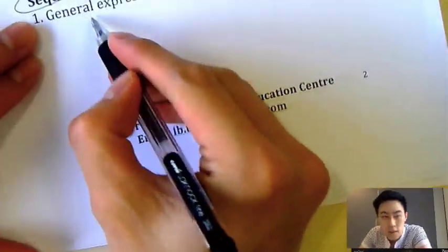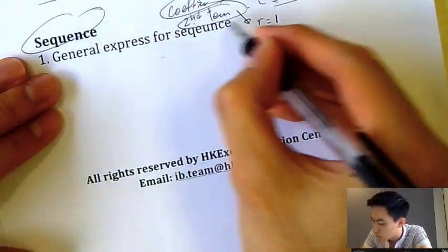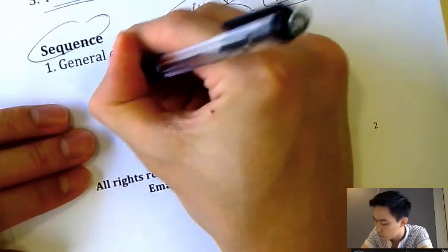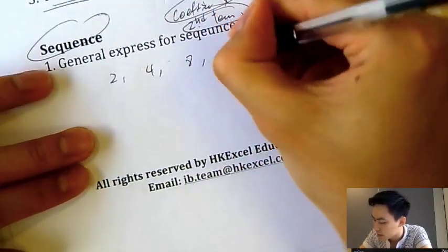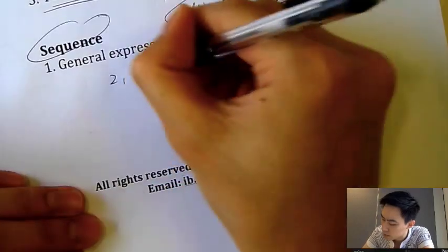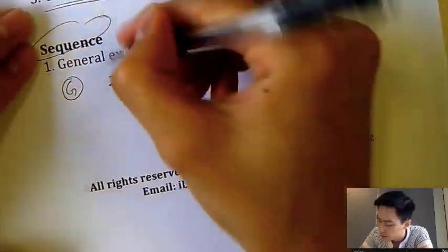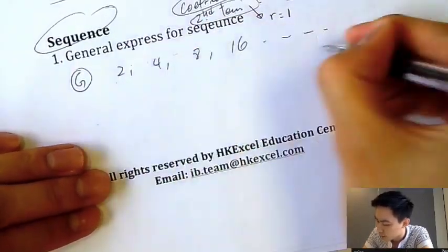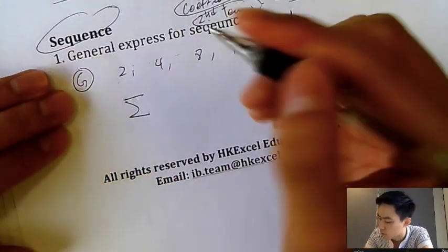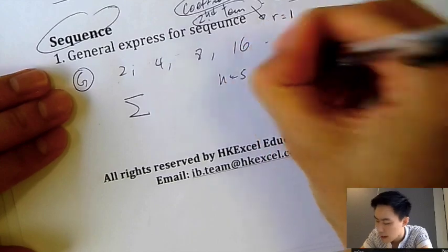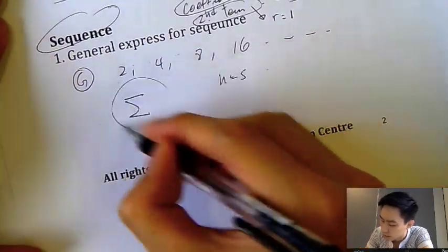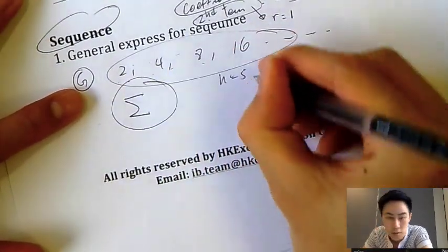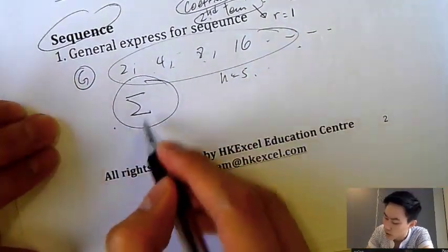And then for sequences, you must know how to write the general expression of the sequence. So let's say I give you 2, 4, 8, and then 16, and so on. This one is a geometric sequence, right? So you have a common ratio. If I ask you to write this in sigma form, so for let's say n equals 5, then you have to describe 5 terms of this, and write all this in the sigma form. You need to know how to write in this form.